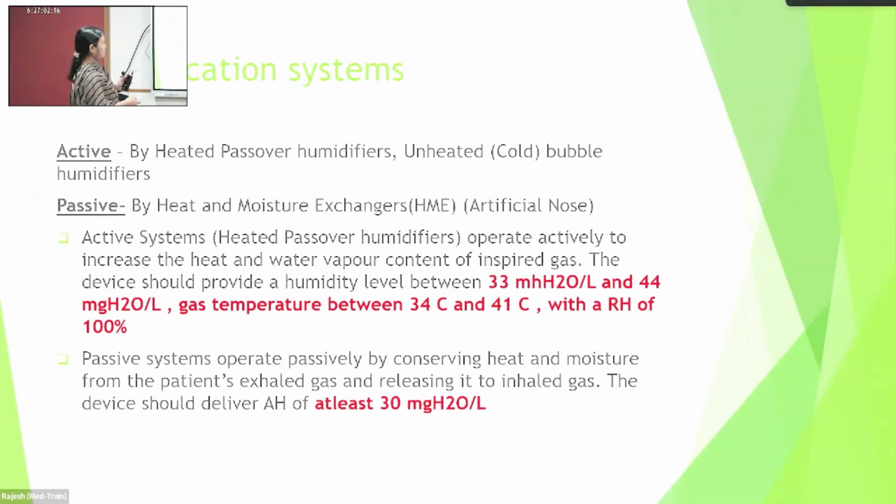When we come to the humidification system, there are two types, active and passive. Mostly we will be using only the active ones. This is supplied by heated pass-over humidifiers or cold bubble humidifiers. And passive is by heat and moisture exchangers.